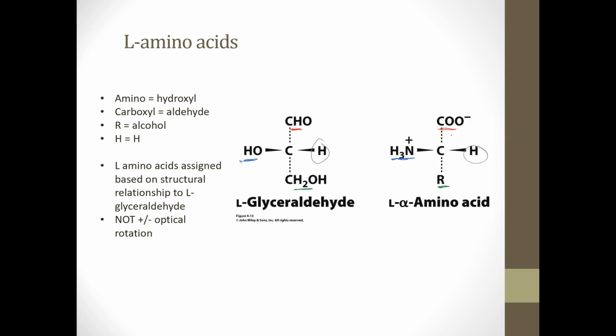And that's how we have our nomenclature for D and L amino acids in biochemistry. Once again, this does not mean plus or minus optical rotation. It does not mean dextrorotary, levorotary. It just means that these structures, the L-amino acid, has an analogous structure to L-glyceraldehyde.